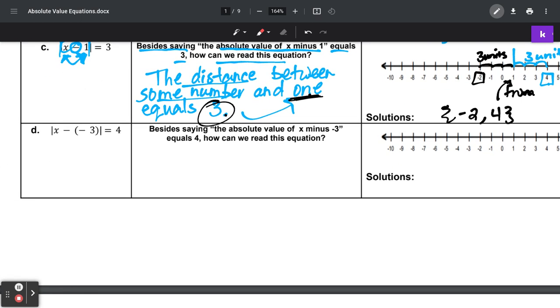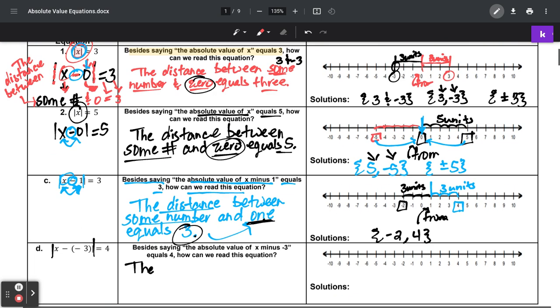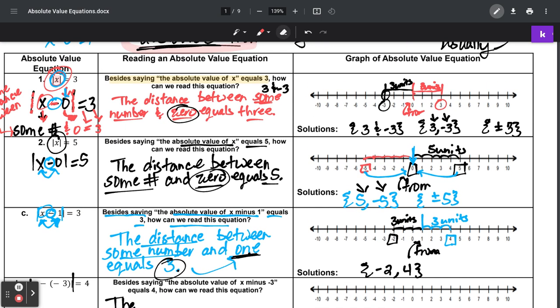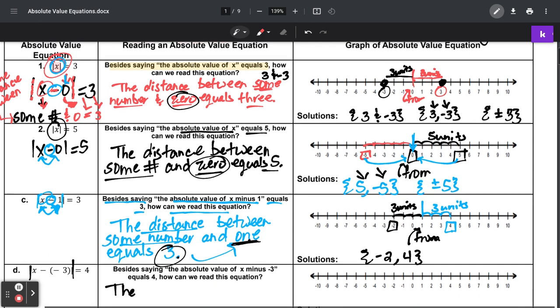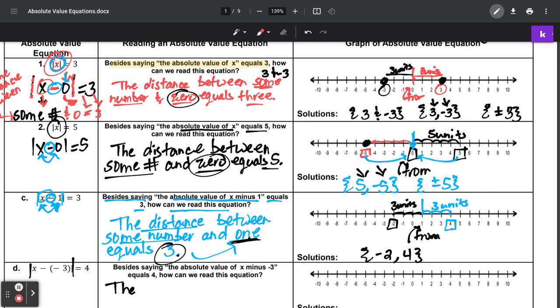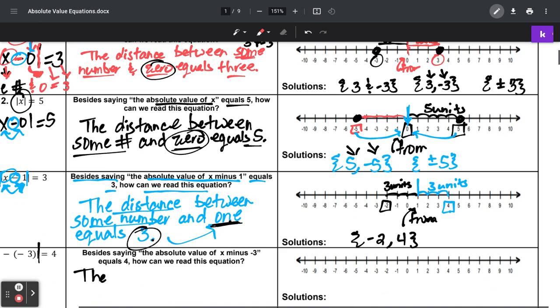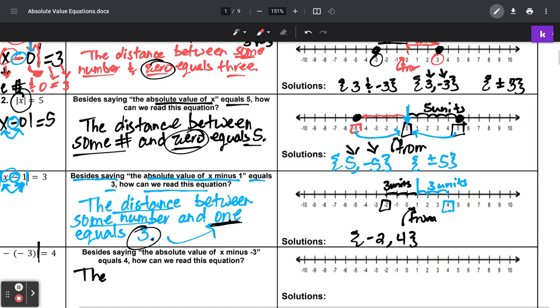All right, let's take a look at D, guys. D says, besides saying the absolute value of x minus -3 equals 4, how can we read this? Well, here are my absolute value bars again. And let me go back over something. Hold on. Instead of putting these up here, do me a favor. Maybe this will help you on that last video I showed you. The answers are -3 and +3. Put dots. And here, you put a dot on -5 and +5. And on C, put a dot on -2 and +4.